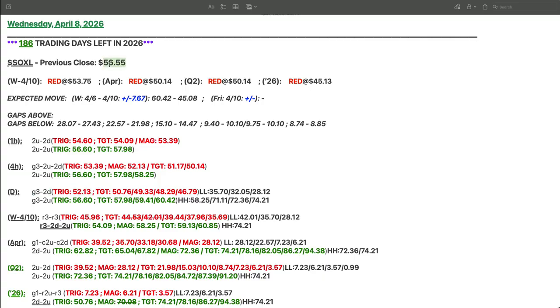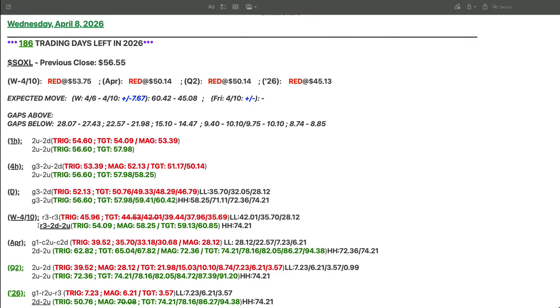So we've got to drop $4 basically immediately. Not saying that it won't happen, but not a high probability. But if we do, 52.13 is the trigger, and we've got some targets listed out here for you to the downside. At the same time, if we go two up, that gives us a 3-2 up, triggering at 56.60, and we've got some extended targets out here for you as well.